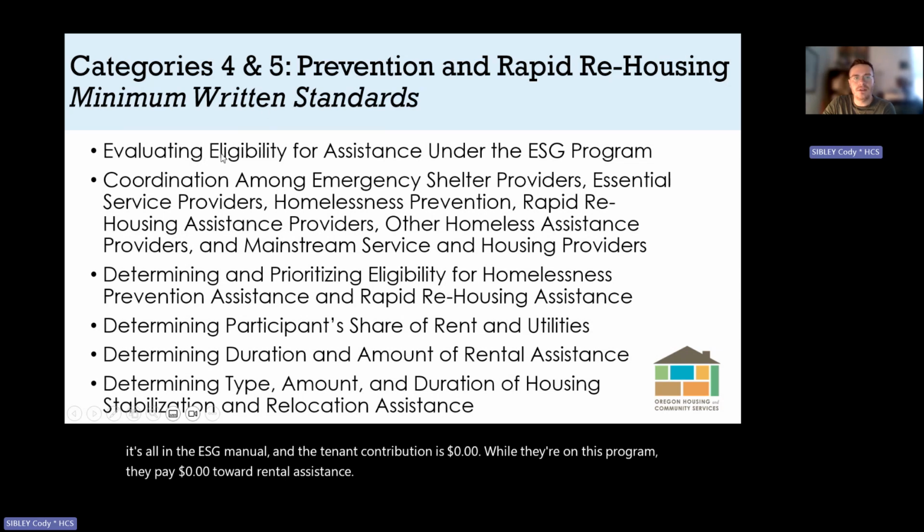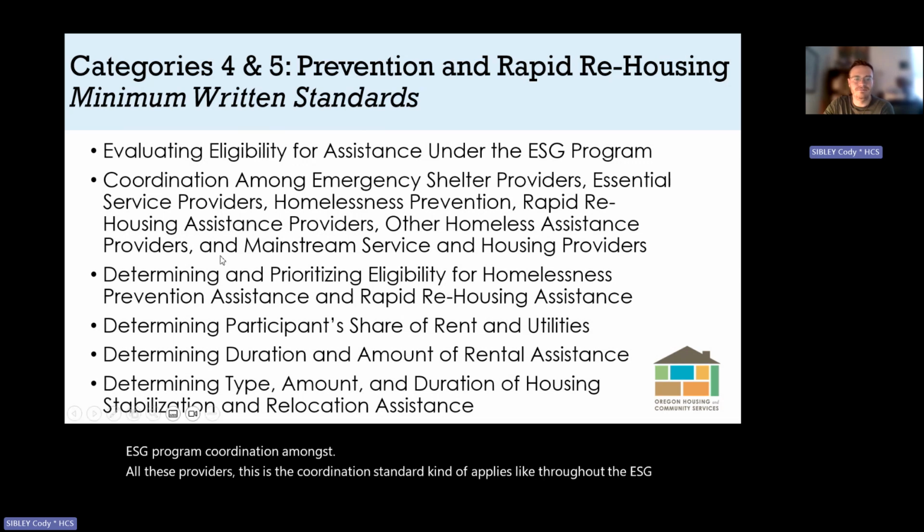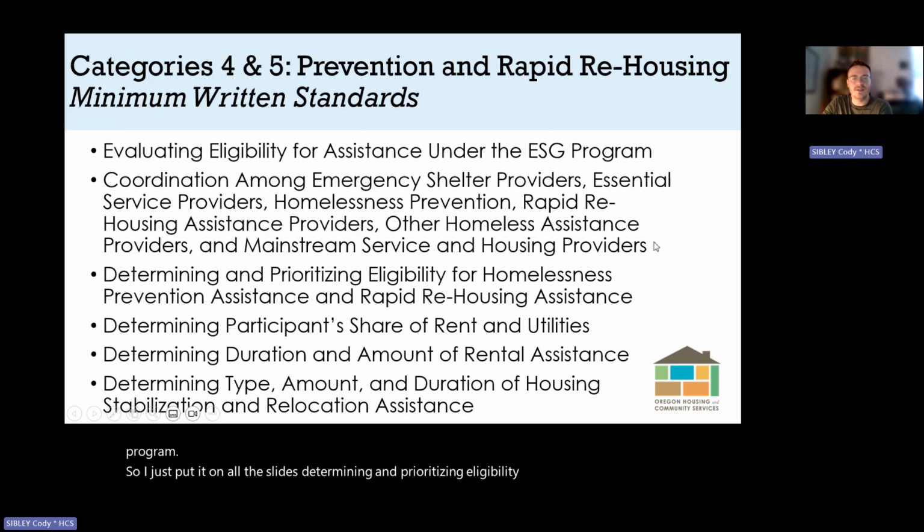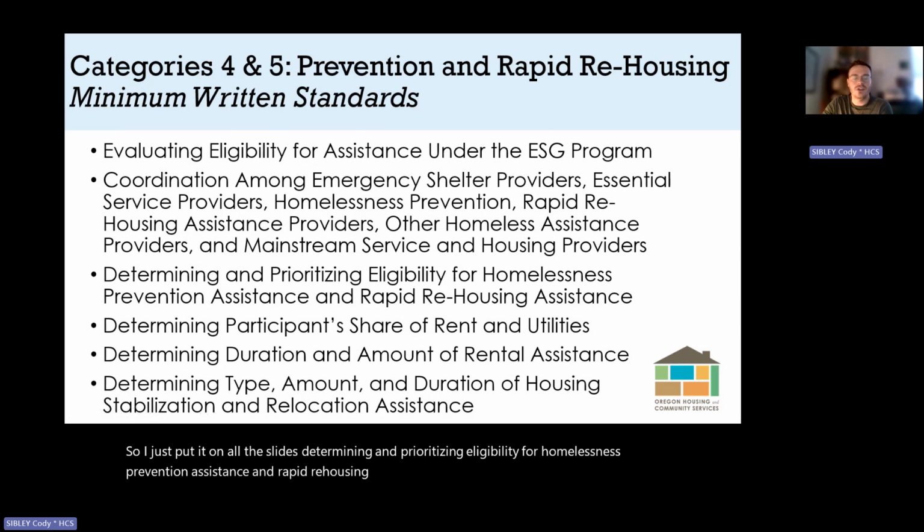And these are the minimum written standards. Evaluating eligibility for assistance under the ESG program, and coordination amongst all these providers. This coordination standard applies throughout the ESG program, so I just put it on all the slides. Determining and prioritizing eligibility for homelessness prevention assistance and rapid rehousing assistance, determining participant share of rent and utilities, duration and amount of rental assistance, and then determining type, amount, and duration of housing stabilization and relocation assistance. Once again, these are all fleshed out in the manual. I encourage you to review them.